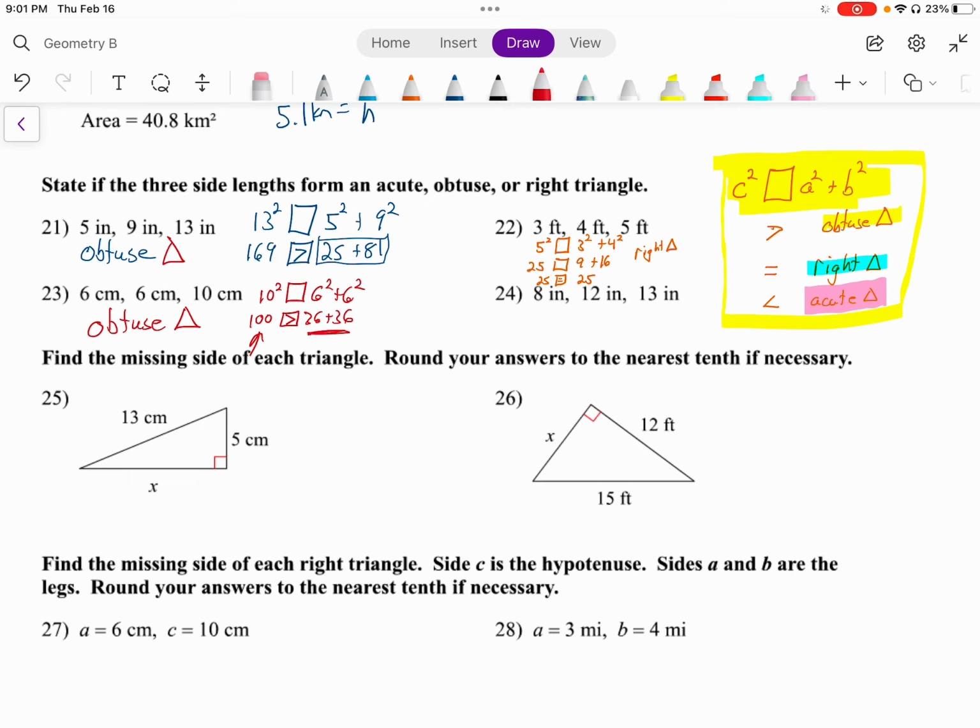So for 24, we have 13 squared compared to 12 squared plus 8 squared. Well, that's 169 compared to 144 plus 64. I don't have room here, but this over here is 208, which is greater, so 169 is less than that sum, and therefore this one is an acute triangle.